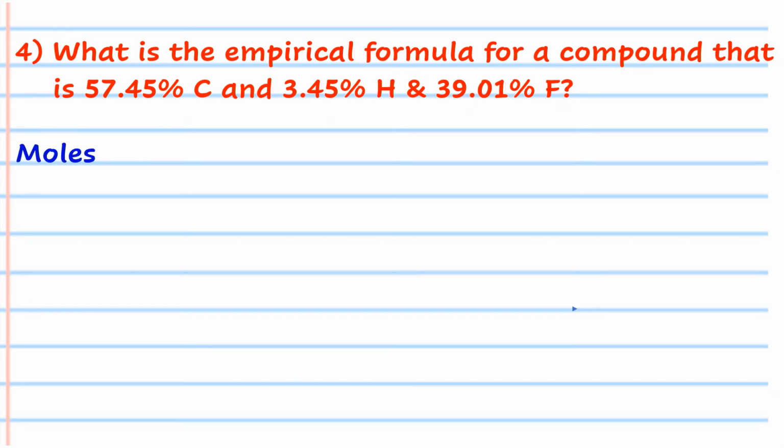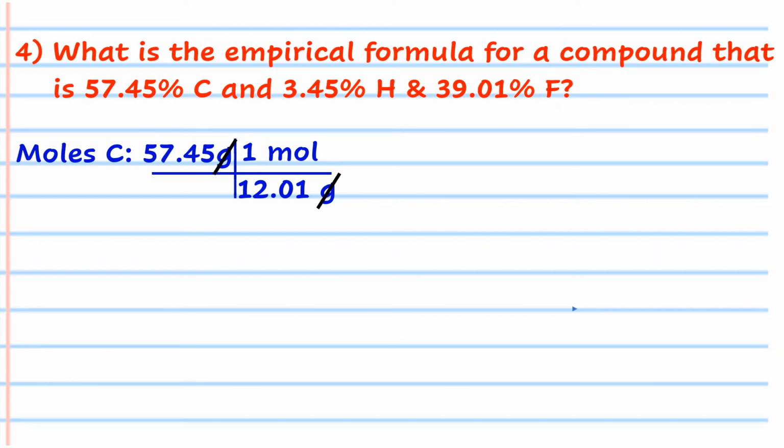All right, so carbon's percentage is 57.45, so that would be 57.45 grams. We need to look up the molar mass of carbon on the periodic table. It's 12.01. So that goes in the denominator, 1 mole goes in the numerator, and we have 57.5 divided by 12, which comes out to be 4.78 moles.